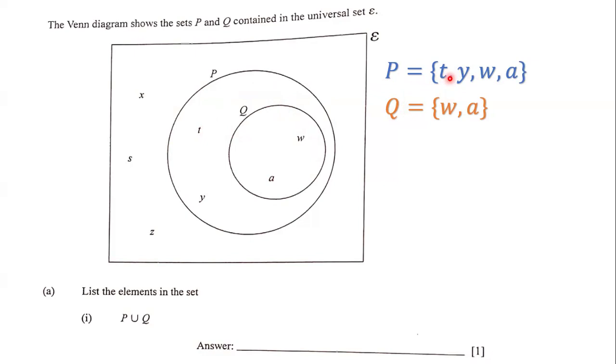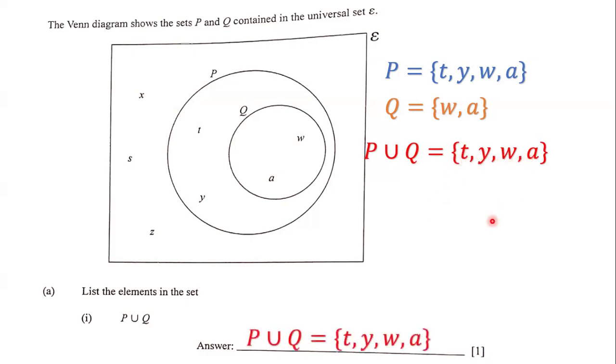Now, they're asking us for the union. So the union is all of these elements combined, but no repeats. And so the union is going to be T, Y, W, and A, right? Because T, Y, W, and A is inside P, and W and A is inside Q. We list all of those together, but no repeats. So the union of P and Q is T, Y, W, and A. And that's the correct answer for this one.